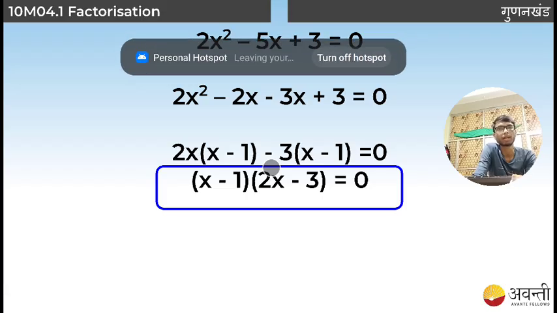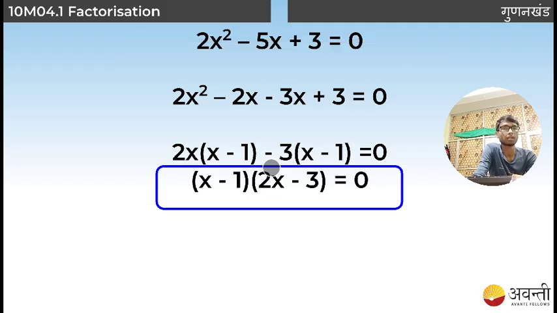Now whatever is outside the terms will be written in one bracket, and whatever is common will be written in another bracket. As you can see here, we have these terms which are outside, so 2x minus 3 is written inside one bracket. Now this x minus 1 and this x minus 1 are both common, so both will be taken as common. So we wrote here.